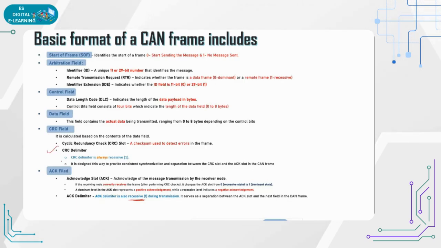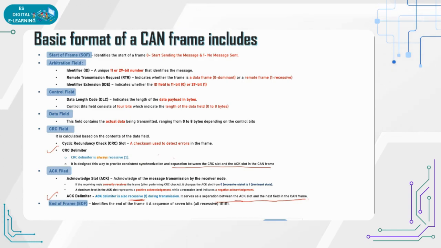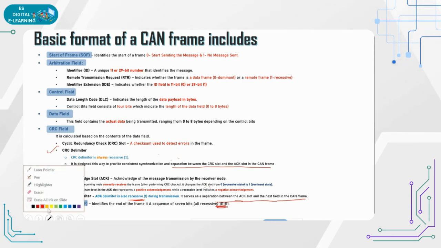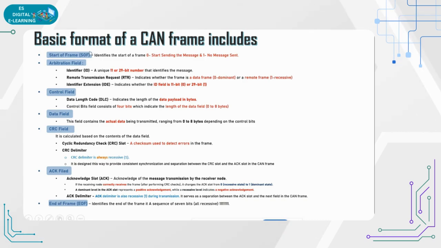Here the CRC delimiter and acknowledgement delimiter are used for separation. The CRC delimiter separates the CRC field from the acknowledgement slot, and the acknowledgement delimiter separates the acknowledgement slot from the next message you need to send. Finally we have the end of frame. The end of frame always consists of 7 bits, which are always recessive. Okay, so I hope you understood this basic overview of what the fields are and what information they have.